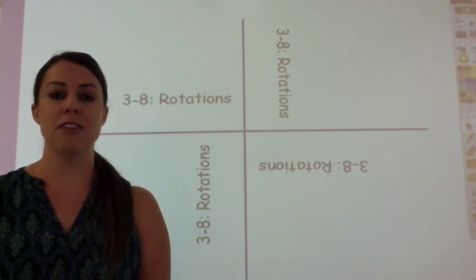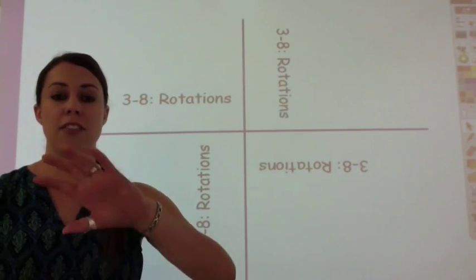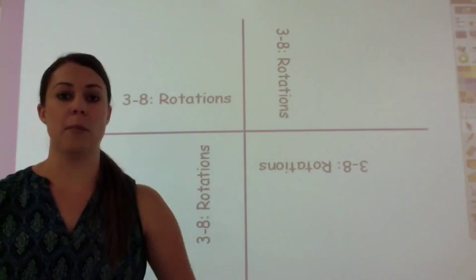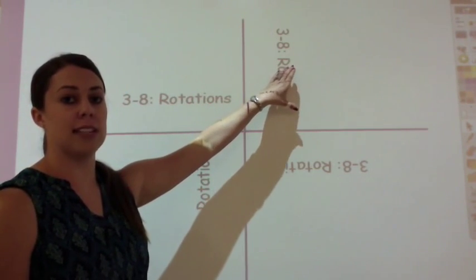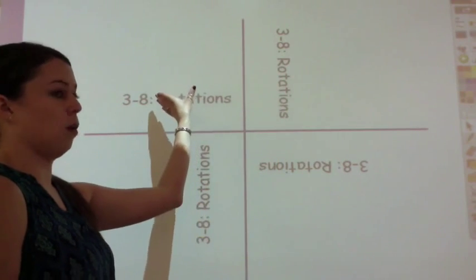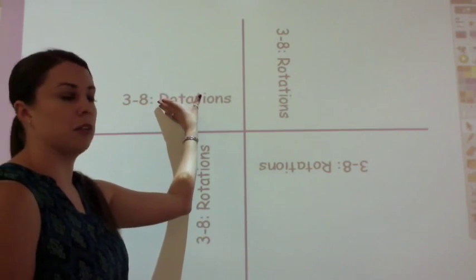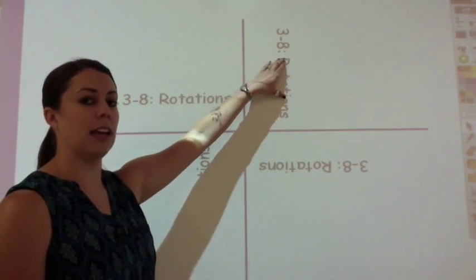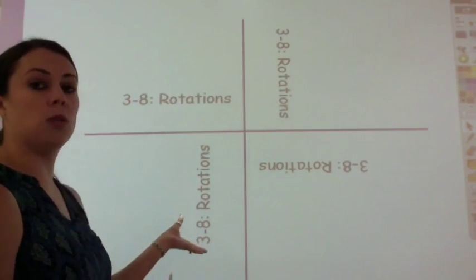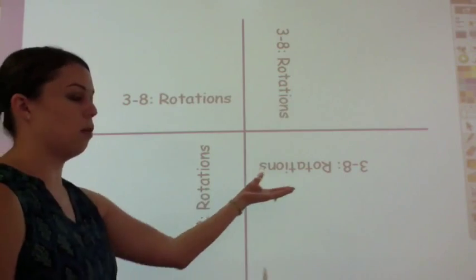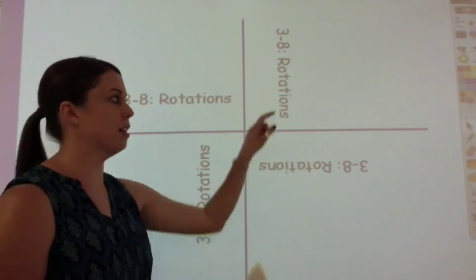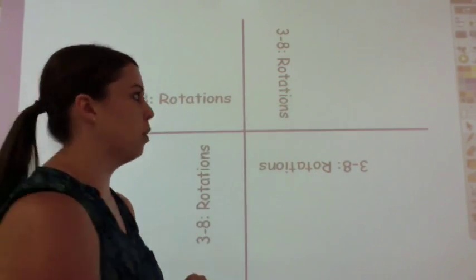So first, what is a rotation? A rotation is a turn of a figure around a coordinate plane. So if we start here, if it rotates 90 degrees, it's going to go through one quadrant. That's a 90-degree rotation. 180-degree rotation goes through two quadrants. 270 degrees goes through three quadrants, and 360 goes through all four quadrants.